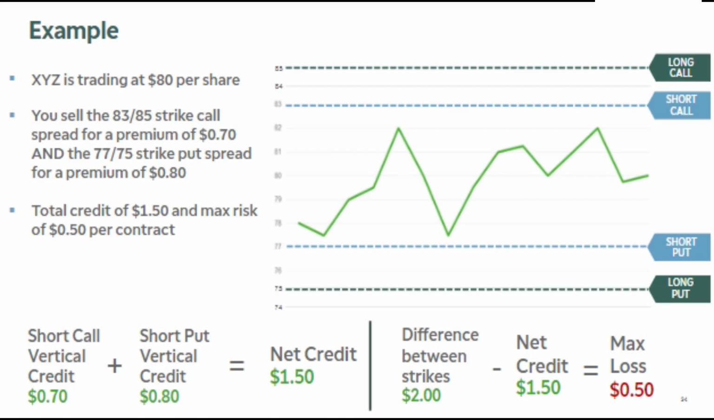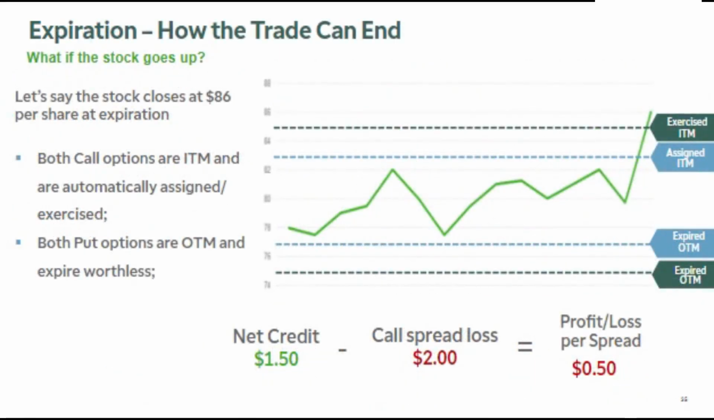Here's one possible end to the trade. Stock closes at $86 per share at expiration. So we were wrong. The stock went up much higher than our call spread, went through our call spread. We know from learning about short call spreads that they're both going to get assigned or exercised. So we have to buy the shares and sell the shares for a total loss of $2. But we keep that $1.50 credit. So our loss per spread is only 50 cents on this one.